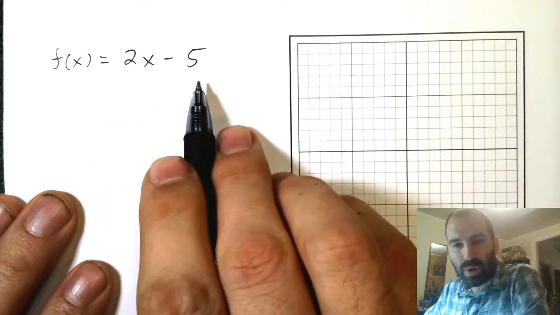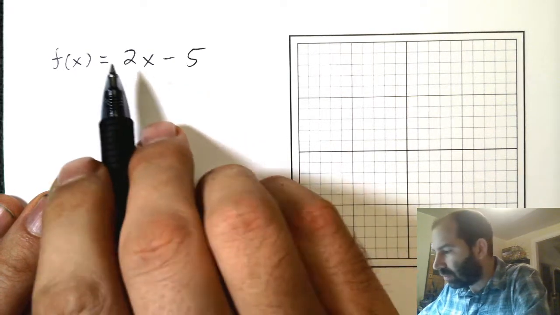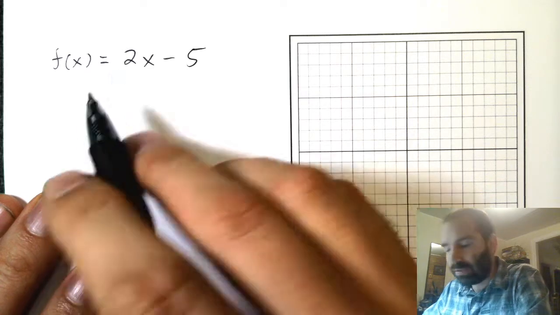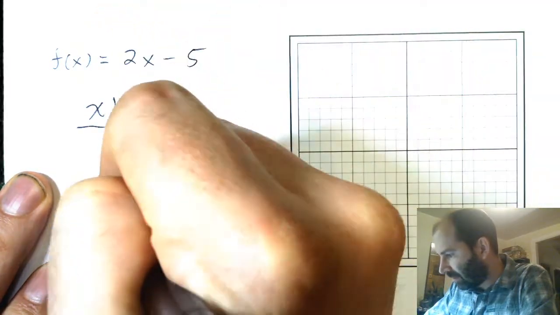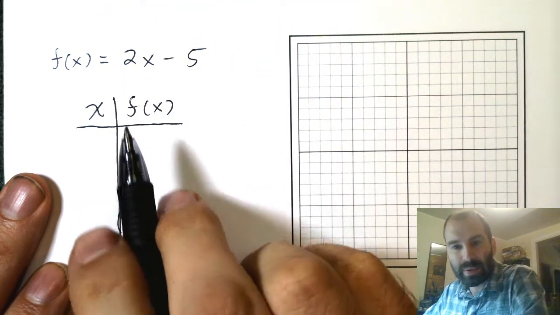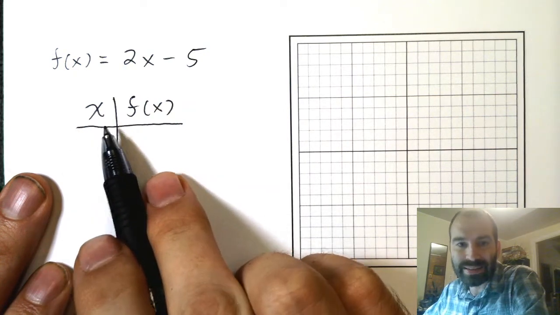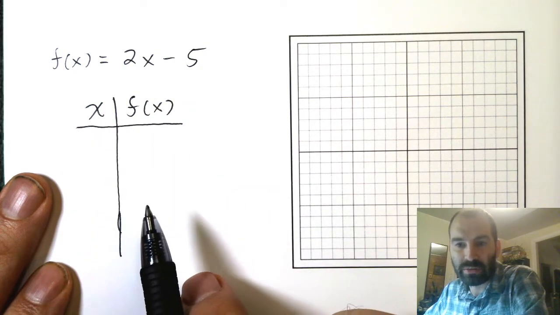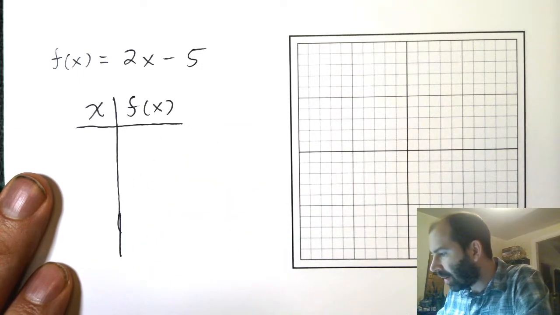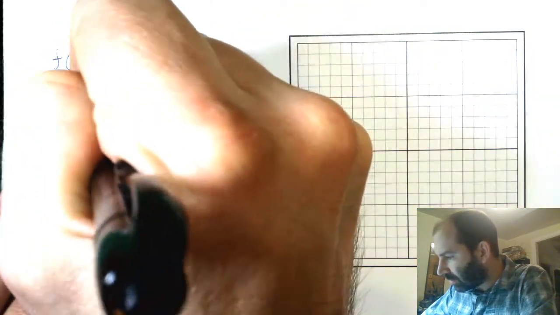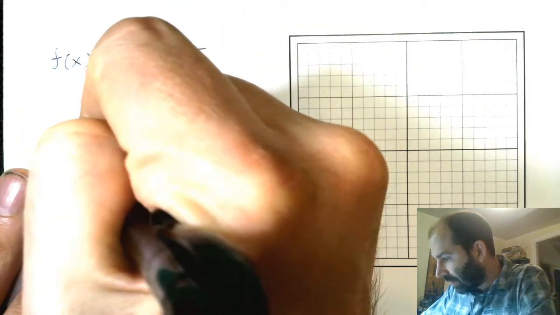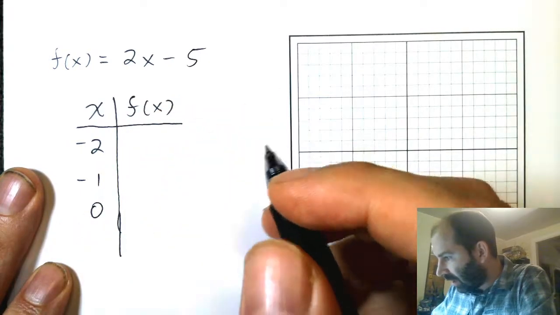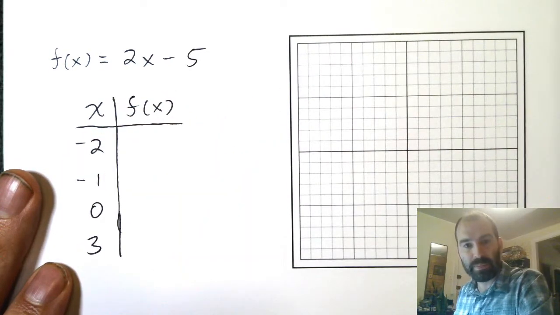And so if we want to graph this function, one thing we can do is start by making a table of values. Okay, so I'm going to make a table with x on the left and f of x on the right. Now I'm going to pick some values for x and then see what happens when I plug them into the function, see what f of x is. So let's pick a mix of numbers. Let's pick some negative ones, like -2, -1, 0. We'll try 3. Okay, let's try these values.